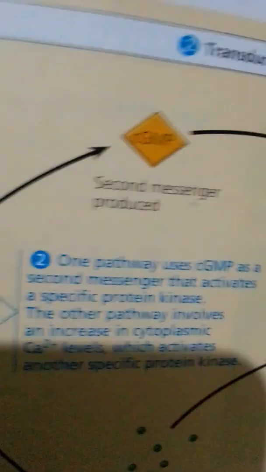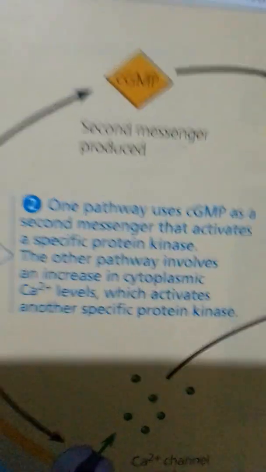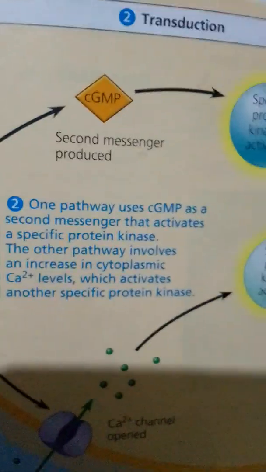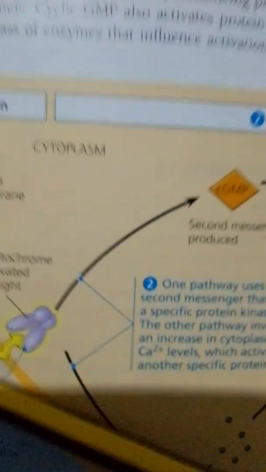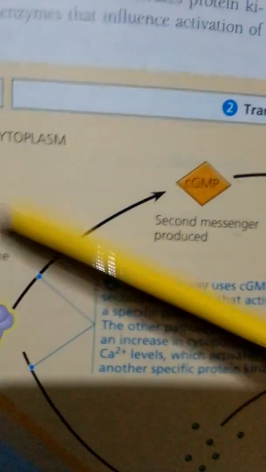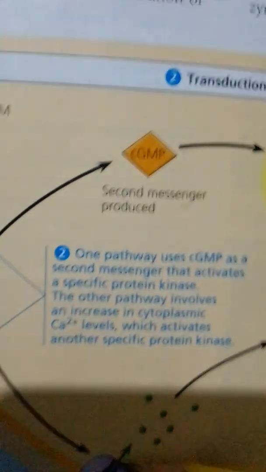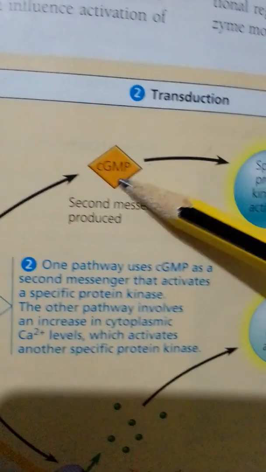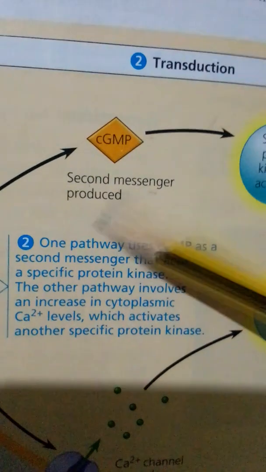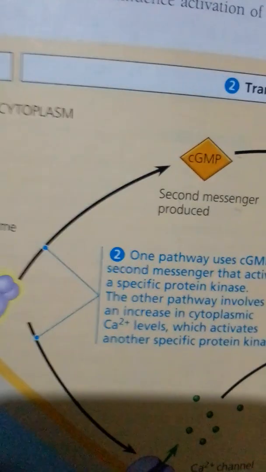More about this is an example of signal transduction in plants, the role of phytochrome in the de-etiolation greening response. Notice reception, transduction, response. Notice the steps also. Cell wall, light, plasma membrane, cytoplasm, phytochrome activated by light, and cGMP, second messenger produced.